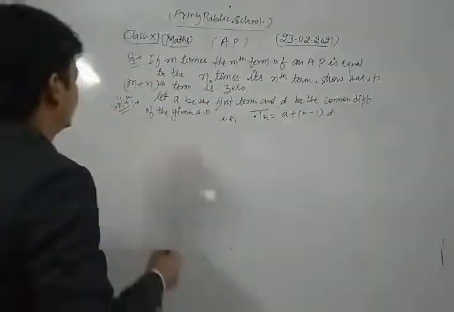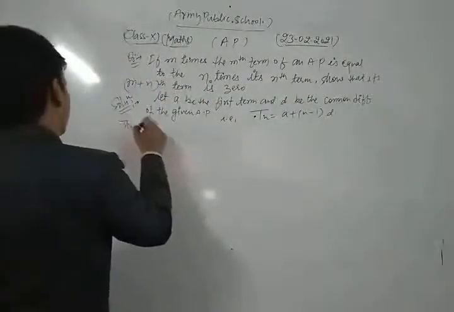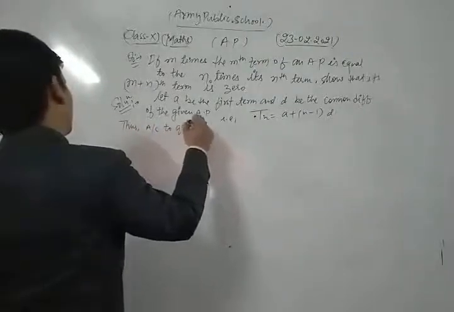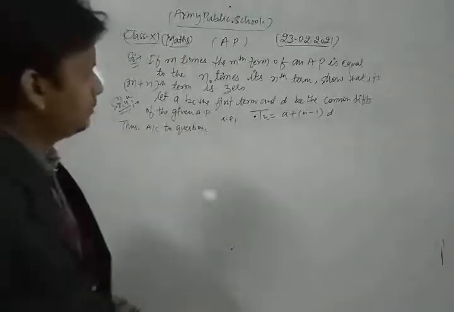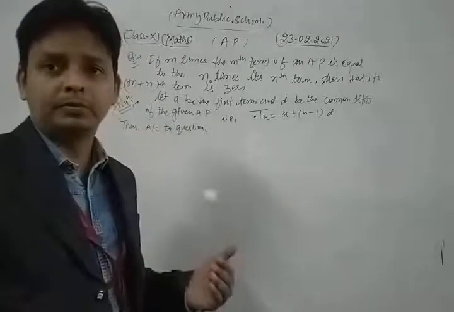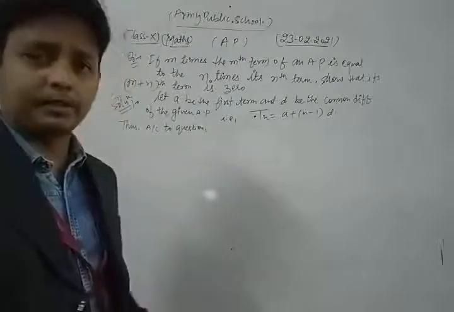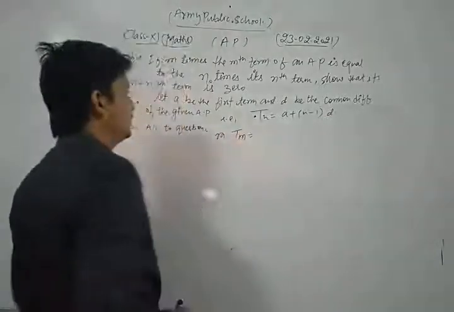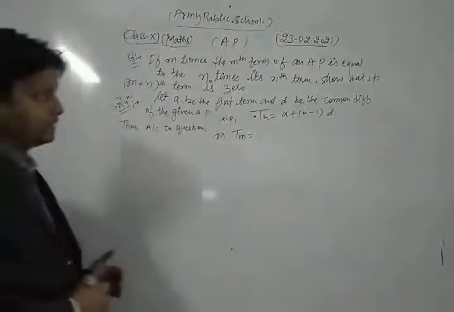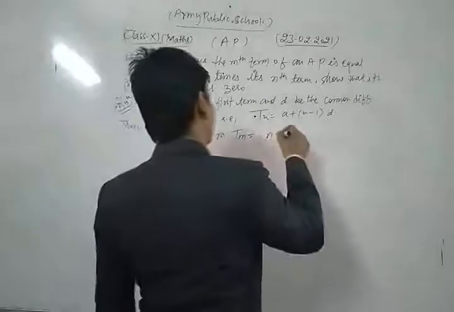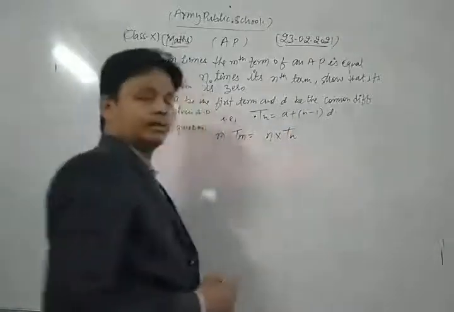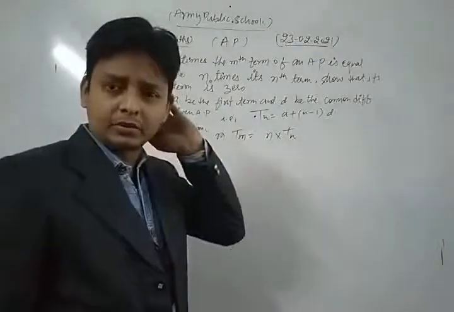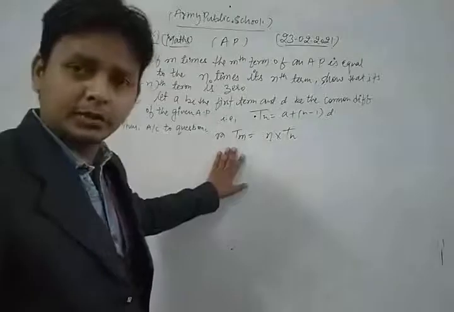Now according to the question, what is the question here? m times the mth term, that means m into tm, is equal to n times its nth term, that means n into tn. Okay, m times the mth term is the same as n times the nth term. Now we put all the formulas related to that and simplify them.